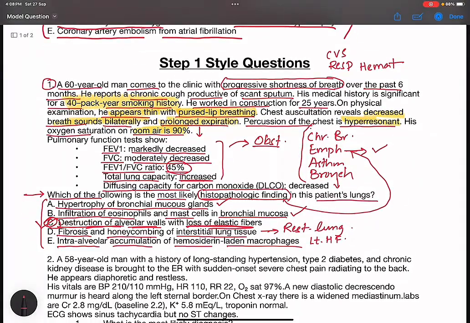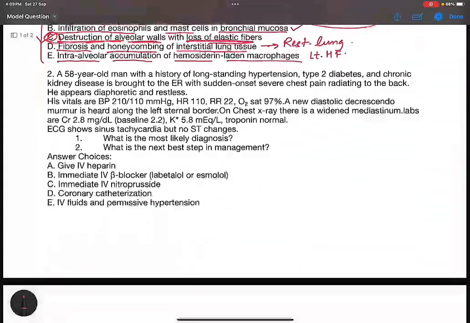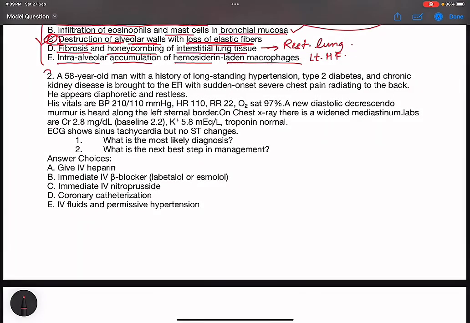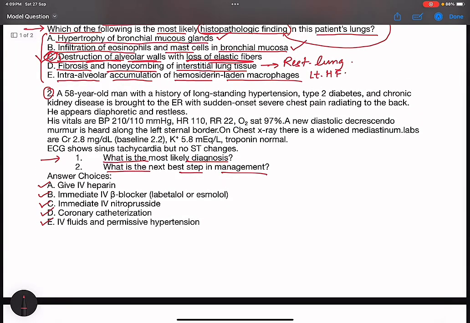So it was all about single-type Step style questions. Then we have another type of Step style question where two questions are asked at the same time. Now again, jump to the last line. What is the most likely diagnosis and what is the next best step in management? So there are two questions asked at the same time. The answer choices are give IV heparin, immediate IV beta blocker, immediate IV nitroprusside, coronary catheterization, IV fluids, and permissive hypertension. Now let's go through the question stem.